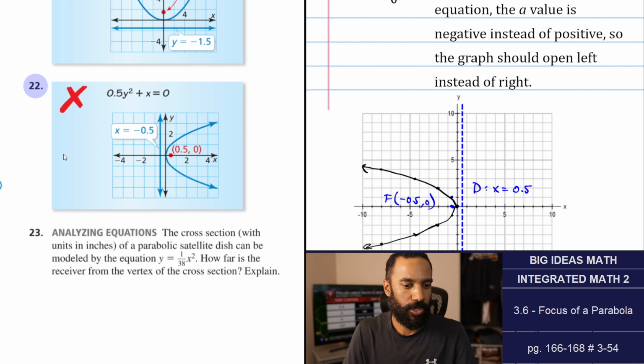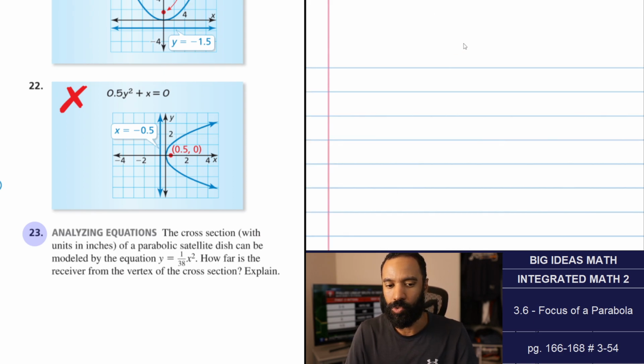And that corrects 22. Let's go and look at 23, analyzing equations. The cross-section with units in inches of a parabolic satellite can be modeled by the equation y equals 1 over 38x squared, kind of an obscure number in 38. How far is the receiver from the vertex of the cross-section? Explain. Cross-section. I don't know what the receiver is.